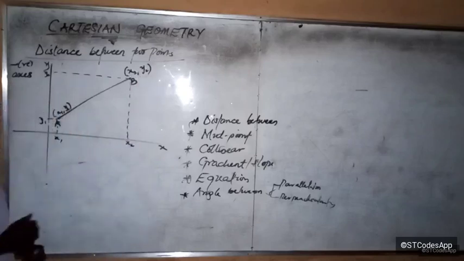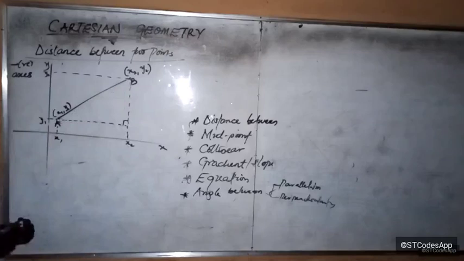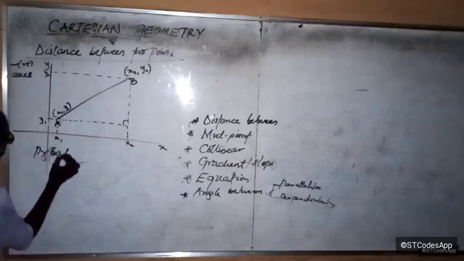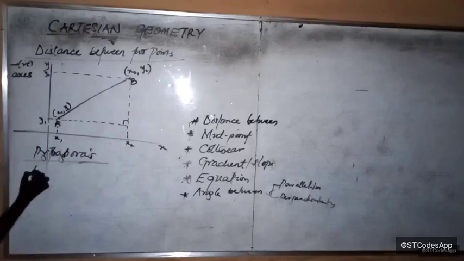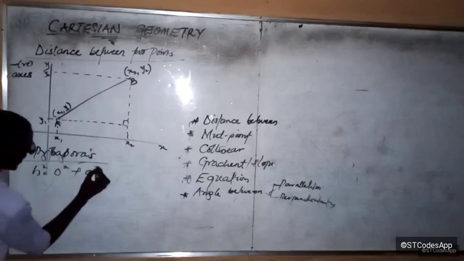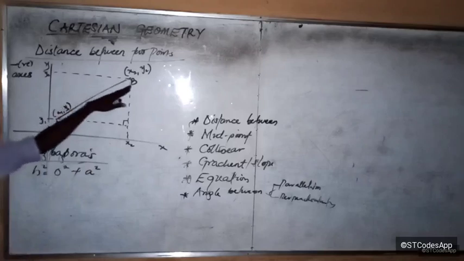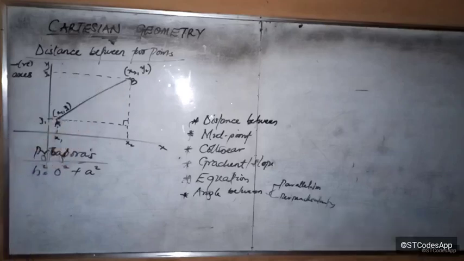Now, how do we analyze the distance between these 2 points, from here to here? If you look at this vividly, it looks like a right-angled triangle, isn't it? So if it's a right-angled triangle, it therefore means it should follow Pythagoras' theorem. And what does Pythagoras' theorem say? It says the hypotenuse squared is equal to opposite squared plus adjacent squared. What is the hypotenuse here? It is the longest side that we're determining. So if we are to find the length of this side, we are just looking for the hypotenuse.